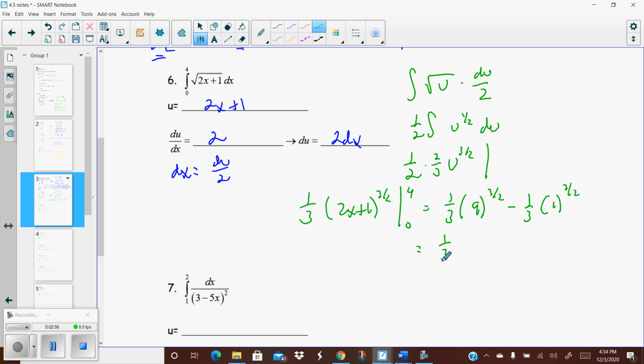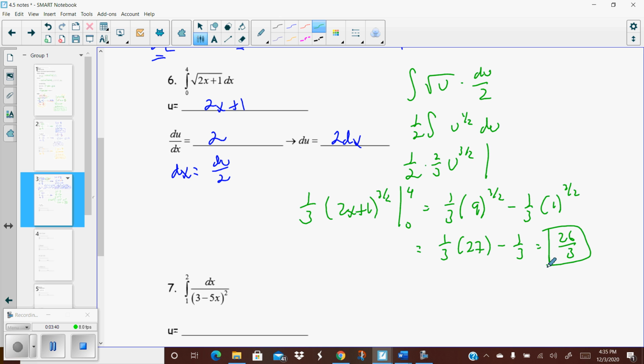So I'm going to have 1/3 times 9 to the 3/2. 9 to the 3/2 literally means 9 cubed and then take the square root. If you don't know what 9 cubed is, that's okay. I don't really know it off the top of my head either. But I can do the square root part first. I can do the square root of 9, which is 3, and then cube that, which is 27. That makes it much easier to deal with. Now, 1 to anything is 1. So 1 to the 3/2 is 1, and 1 times 1/3 is 1/3. So really what we're going to get here is 27/3 minus 1/3, or 26/3. And that is the definite integral.